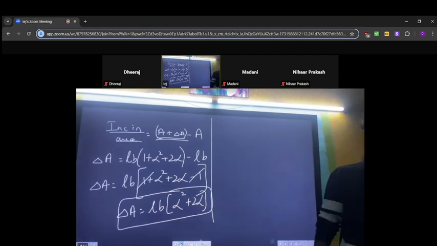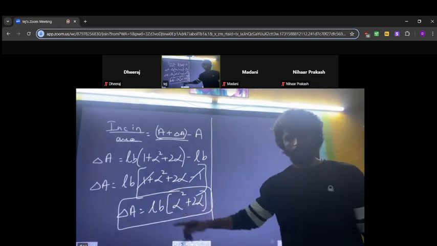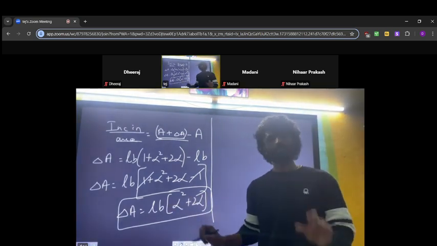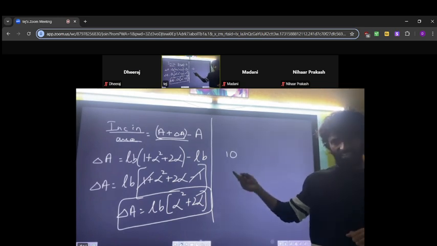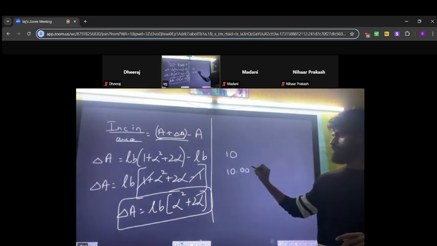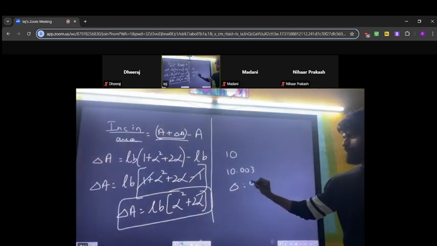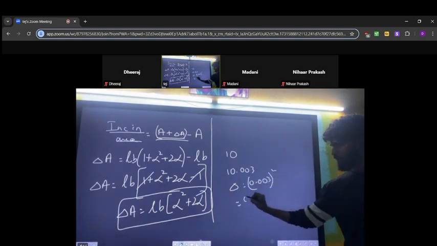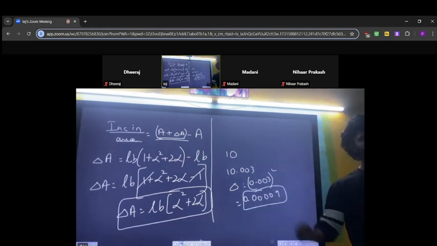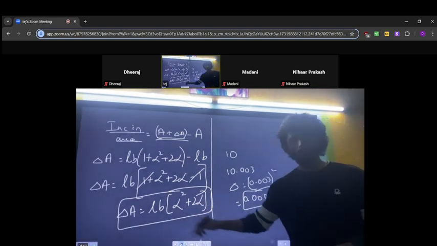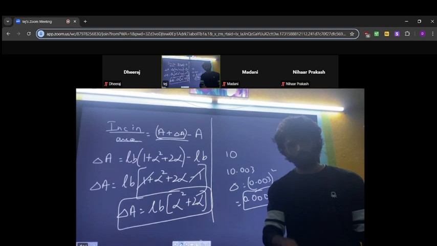Okay. Now see, observe this properly. Alpha here is a very small change. For example, before heating it was 10. After heating it might become 10.003. So what will the change? 0.003. If you square this, it will become 0.00009. Almost negligible it is. Getting it? Because alpha is a very small value, alpha square will become even more small value.